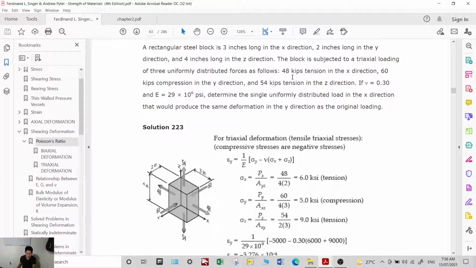If v is equal to 0.3 and the modulus of elasticity is 29 × 10^6 psi, determine the single uniformly distributed load in the X direction that would produce the same deformation in the Y direction as the original loading.